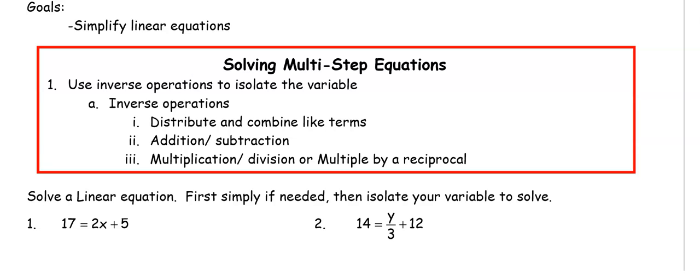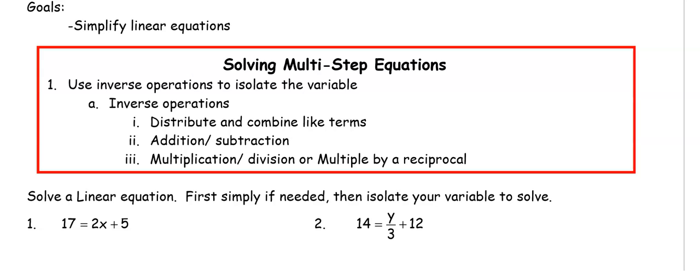This video is about simplifying linear equations. So to solve multi-step equations, we want to use inverse operations to isolate the variable. When we do our inverse operations, first we need to distribute or combine like terms if we have multiple terms or parentheses. Then we need to add or subtract, and then we need to multiply, divide, or multiply by our reciprocal.